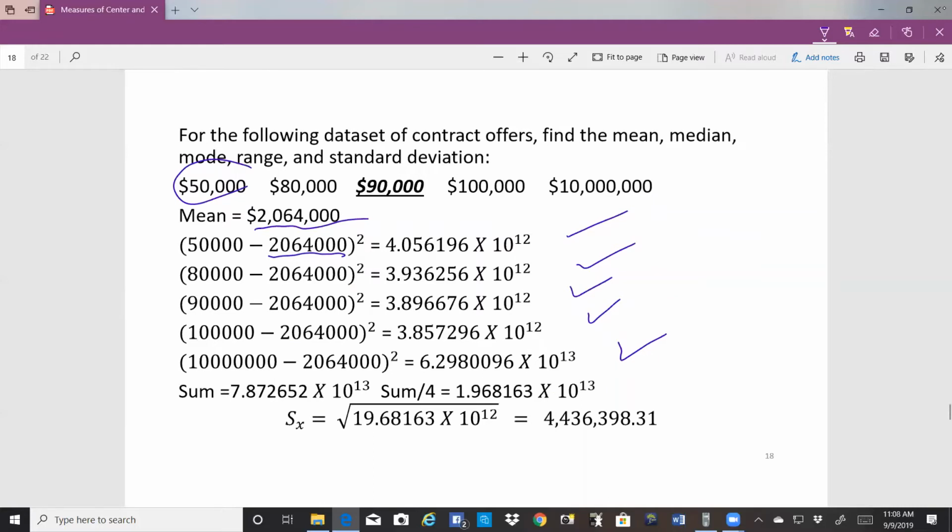If you add all these up, you get 7.87 times 10 to the 13th. The sum divided by 4 is equal to 1.968 times 10 to the 13th. And if you take the square root of that, you get the standard deviation is 4.436 million.